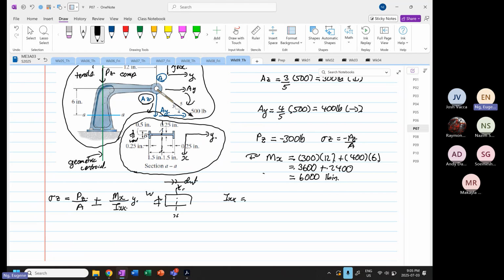Okay. So I'm going to take these two sections twice. The width is equal to what? The width is in the vertical direction. The width is 0.5. The depth is 0.25.